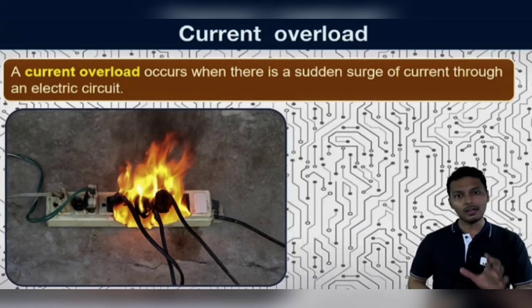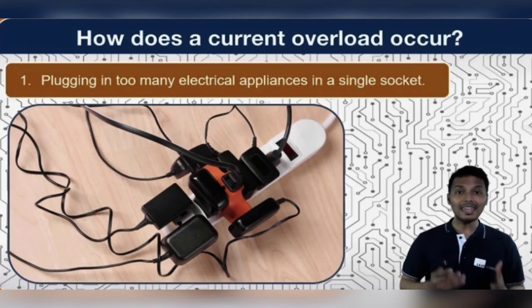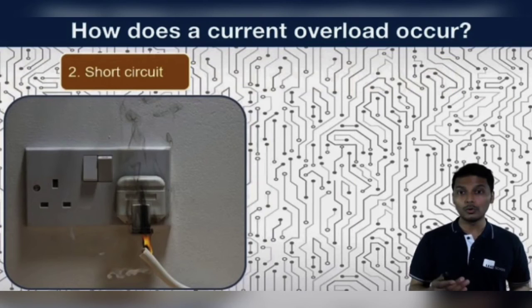A current overload occurs when there is a sudden surge of current through an electric circuit, when the current suddenly increases. Now, it can increase due to two reasons: plugging in too many electrical appliances in a single socket, and the other reason is a short circuit. In these cases, what happens? It is very dangerous for the appliances which are connected.